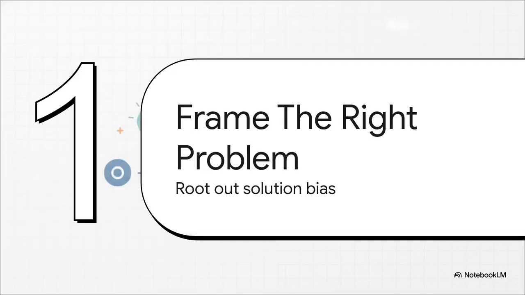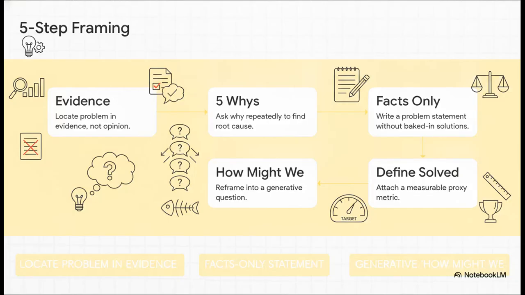Okay, part 1, frame the right problem. Before we even think about ideating or building a single thing, we have to stop symptom chasing. Looking at this 5-step problem framing process, you always start by locating the problem in actual evidence. Second, you find the root cause using the 5 whys framework. And honestly, this is a fantastic place to use an AI chatbot as a sounding board. Just prompt it to act as an interrogator and ask you why 5 times to drill down from a surface-level symptom to the real root cause.